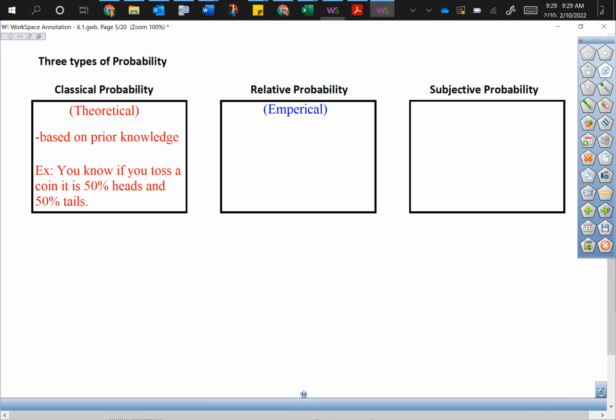Okay, the next one we're going to talk about is relative probability. We can also refer to relative probability as empirical probability, and that uses observed data to determine probability. An example of that would be an insurance company. They're using all of the data that they've collected off of their drivers to determine the probability that you will do something stupid.